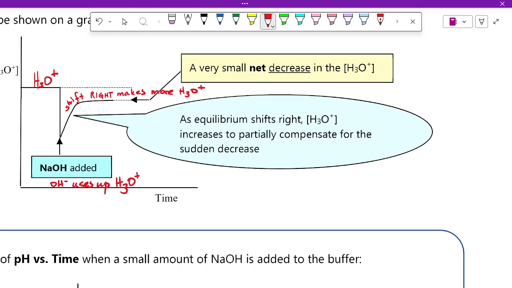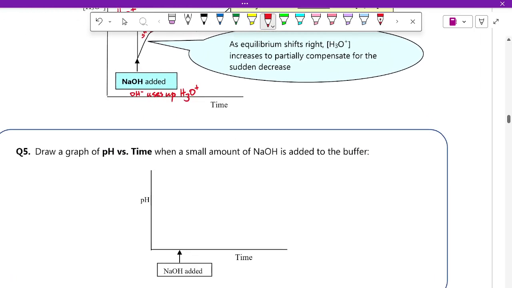I would make it a little bit higher, just so it's more obvious. Okay, good stuff. So here we have our pH. NaOH is added, so the pH goes up. And then it comes back down, but it doesn't quite get to where it was before. Okay?